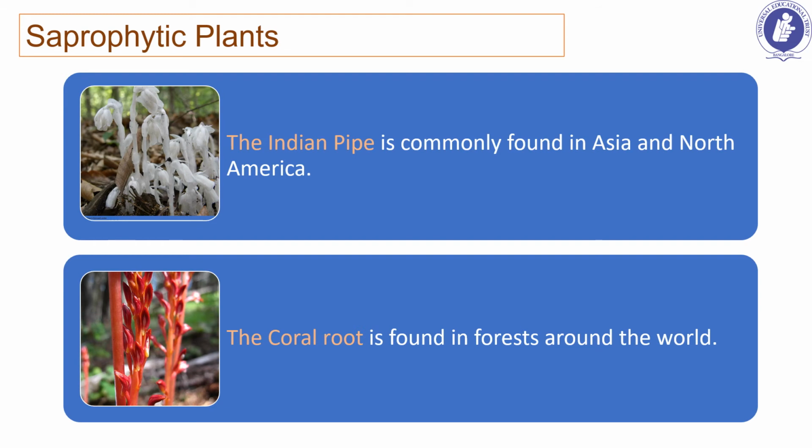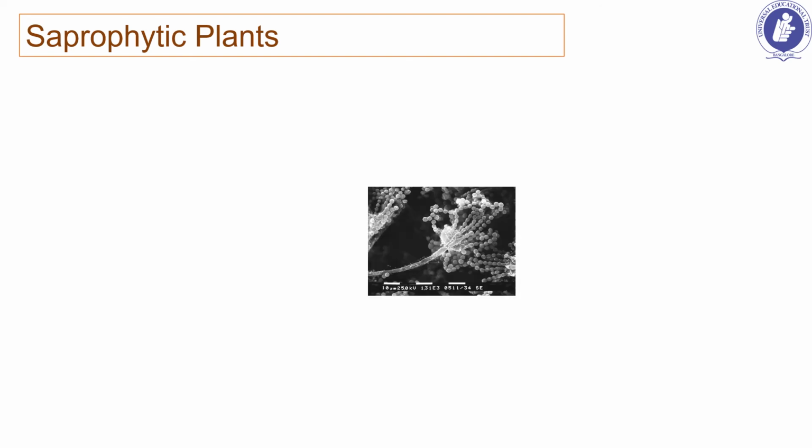And the interesting fact is that they do not have any green leaves at all. Not only that, they do not have any leaves at all. So these two plants do not have chlorophyll. They cannot make their food and they are not growing on another host plant. So how do they make their food?